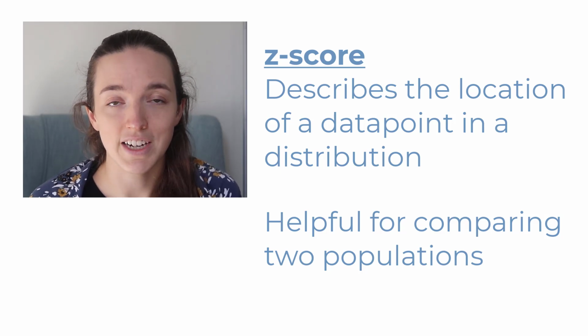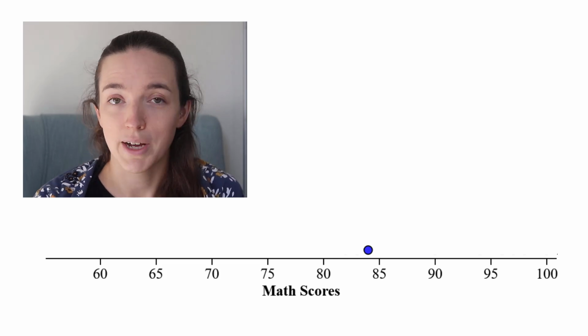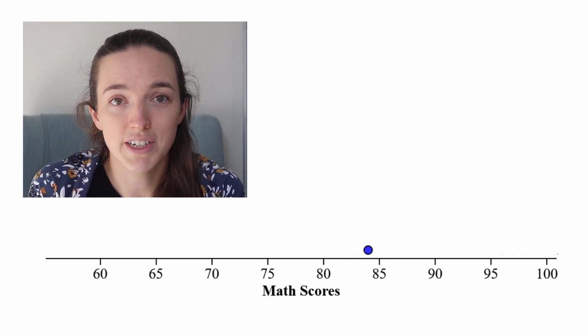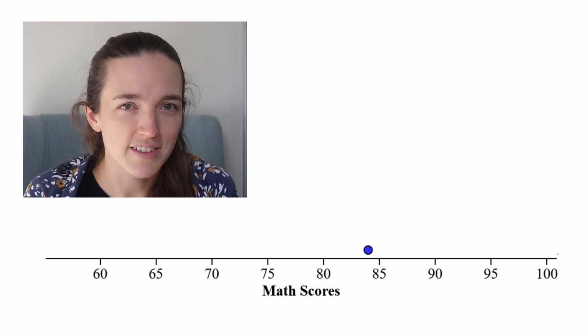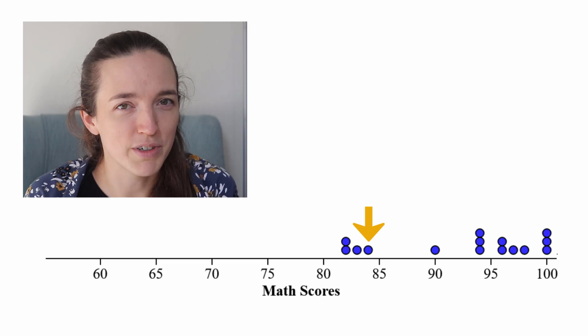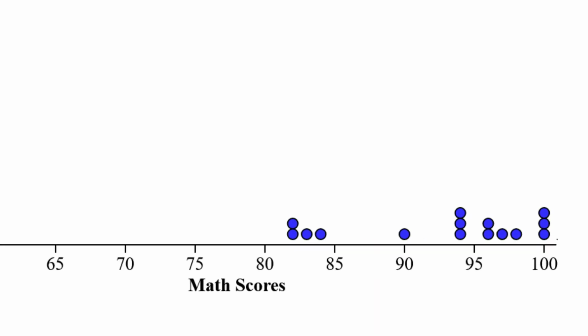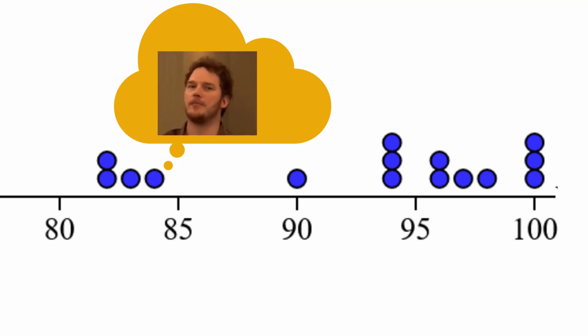So let's say you get an 84% on a math test. 84% is great. You know, that's a passing score, that's a good grade. Should you be excited about it? Sure. But if everyone else in the class got 90s, you can still be happy about the 84%, but I wouldn't brag about it at the lunch table, if you know what I mean.